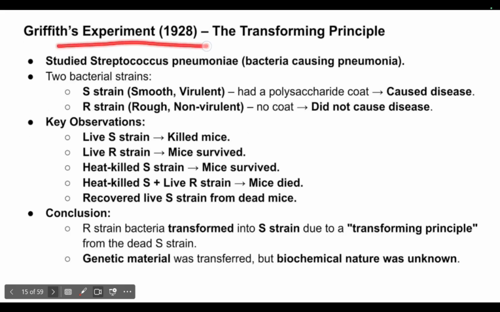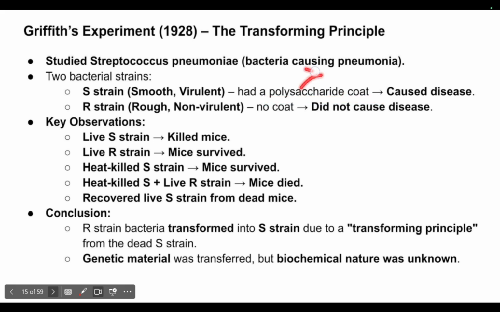For the first time, Griffith did an experiment which is called the transforming principle. In this, he studied a bacteria, Streptococcus pneumoniae, which causes pneumonia. He took two strains of the bacteria. One is called the S strain or smooth strain, which is virulent. Virulent means it can cause disease. Now it has a polysaccharide coat. Now tell me, what is this polysaccharide coat called?